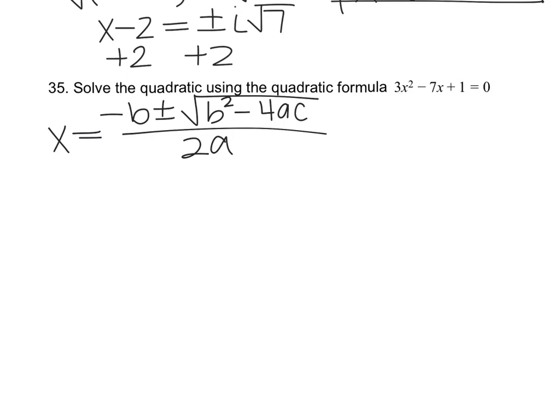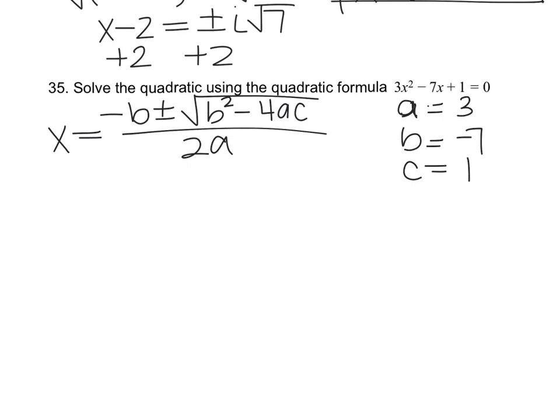So my next step is to identify a, b, and c. A, b, and c are going to be numbers. They do not contain variables. So a is the number in front of x squared, which in this case is 3. B is the value in front of x, which is negative 7. And c is our constant, which is 1.